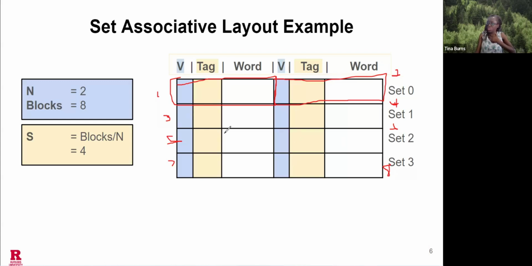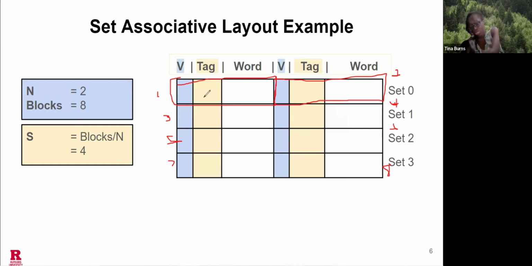I have told you how many, I have 4 sets, right? 0, 1, 2, and 3. These are my 4 sets. I have my 8 blocks, right? With 2 blocks per line. And this already has given me what I need as my structure and my layout for my cache, right?